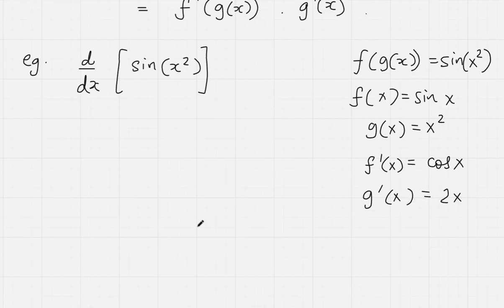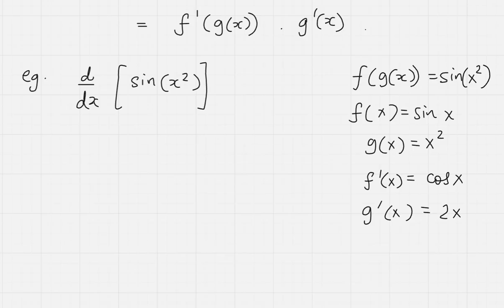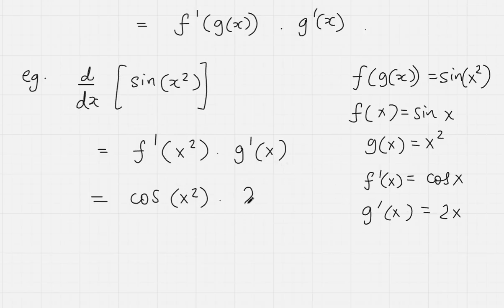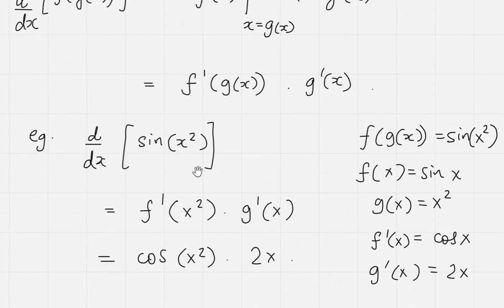And hence, according to the rule here, the derivative should be f dash at g of x times g dash x. This is going to be f dash, which is basically the derivative of f, which is cos, evaluated at g of x, and g of x is x squared, times g dash of x. f dash is cos, so cos of x squared times g dash x, which is 2x. So that's the derivative. Now, how are we going to prove the general result?